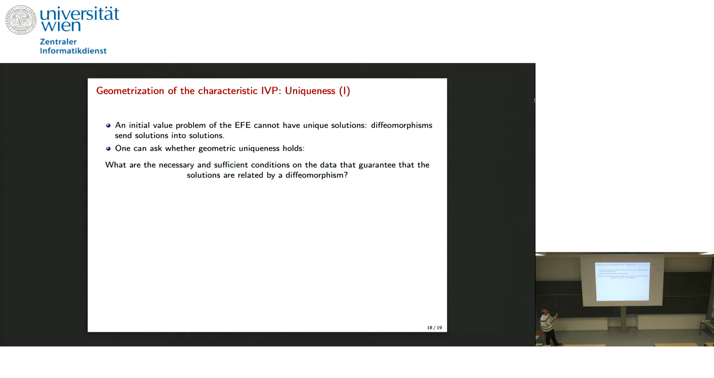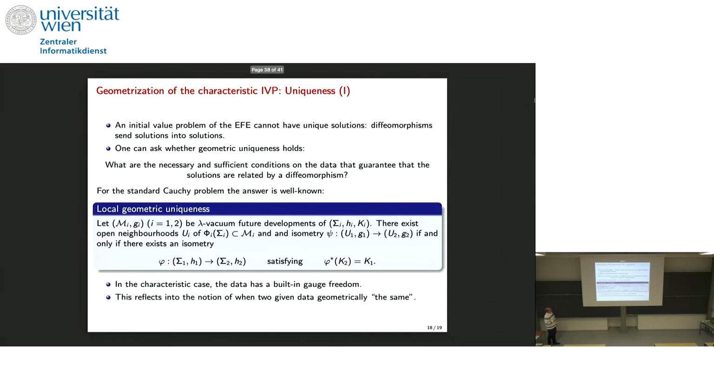So the best you can ask for is some geometric uniqueness. And in this case, the question you want to answer is: what are the necessary and sufficient conditions on the data that guarantee that the solutions are related by a diffeomorphism? Now, in the standard case, the answer is well known, so I will basically skip that. If you give me data which are isometric and which send the second fundamental form of one into the other, then the future developments are isometric, if and only if. So that's all well known and expected.